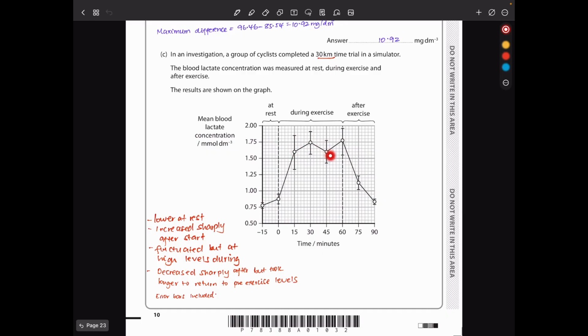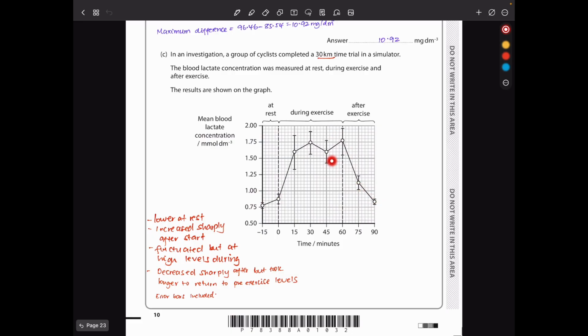When exercise started, more anaerobic respiration took place, so the lactate concentration increased. However, they are trained and therefore their bodies have adapted to break down the lactate a little bit better. So as lactate is broken down into pyruvate, we see there is a decrease and then an increase like that. This fluctuation is because the lactate is being broken down and then more lactate is produced. And then after exercise, we see the lactate concentration begins to go down because the person is not very active, and now the lactate is being broken down until it goes back to normal.